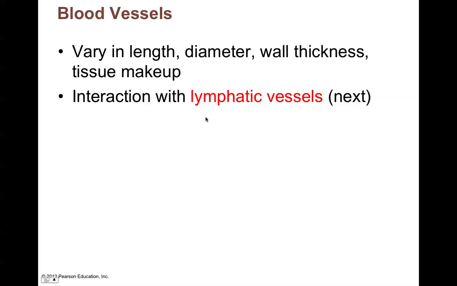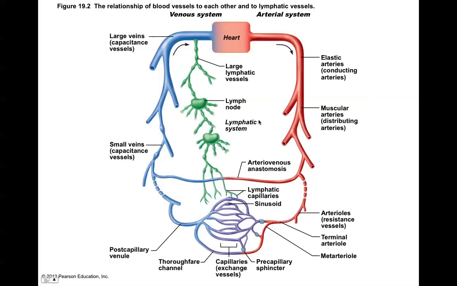associated with lymphatic vessels. So there is an interaction between the blood vessels and the lymphatic vessels, which is represented on this figure. This is figure 19.2, and it shows the relationship between the blood vessels to each other and also to the lymphatic vessels. Remember, the lymphatic vessels are called lymphatics. And you can see this green is, obviously, it doesn't look exactly like this in the body. This is a model to represent how these vessels are associated with each other and circulation.